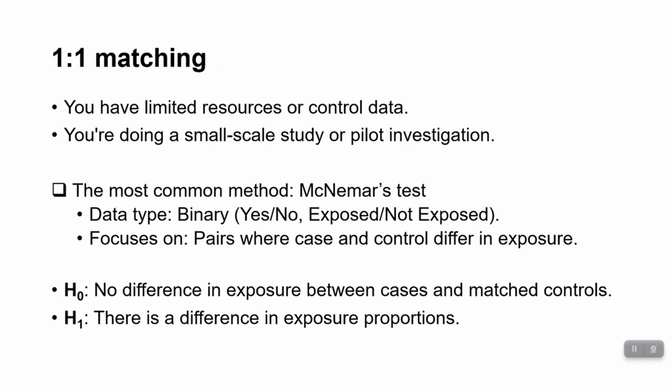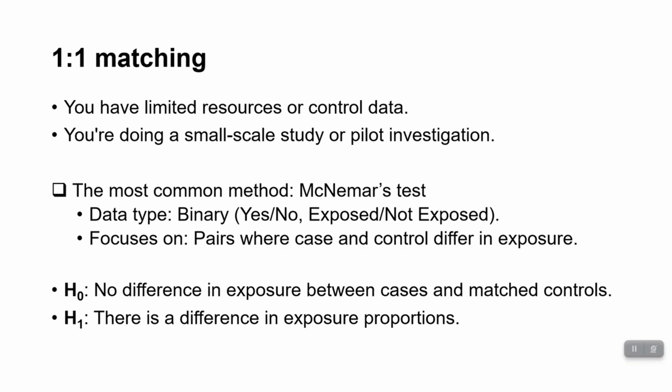The null hypothesis here states that there is no difference in exposure between cases and matched controls. An alternative hypothesis that there is a difference in exposure proportion. And if we get a significant p-value, for instance less than 0.05, it means that the exposure differs significantly between cases and controls in discordant pairs. So you may ask, what is the difference between McNemar's and chi-square test? So chi-square test assumes independent observation, but McNemar's is for matched or paired or dependent data.